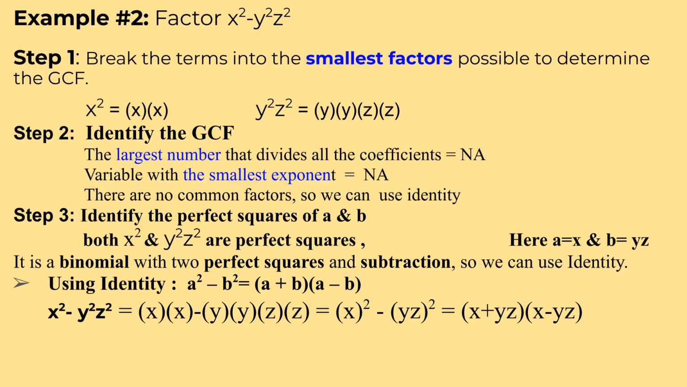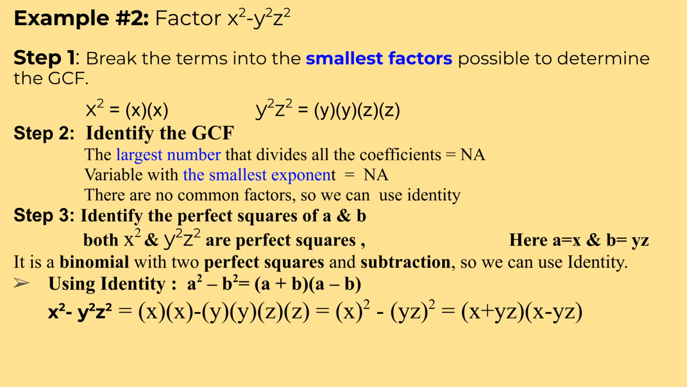In example number 2, we factor x squared minus y squared z squared. The terms are perfect squares with subtraction. Applying the identity, where a equals x and b equals yz. Step 1, break the terms into the smallest factors as x squared equals x times x, and y squared z squared into y times y and z times z. There is no common number and variable in both terms.